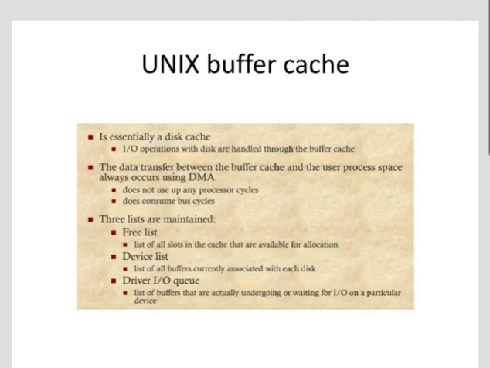So Unix buffer cache is essentially a disk cache. The input output operations with a disk are handled through the buffer cache. The data transfer between the buffer cache and the user process space always occurs using DMA, which does not use up any processor cycles. It does consume bus cycles.